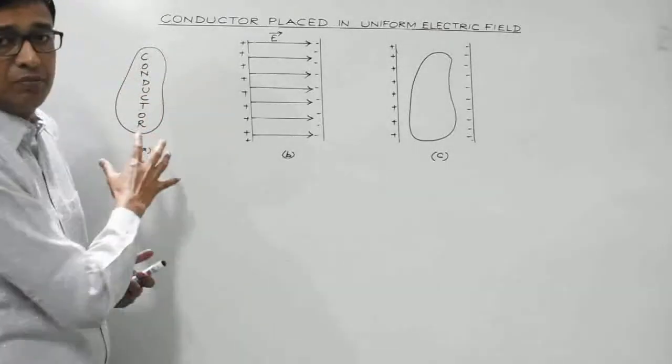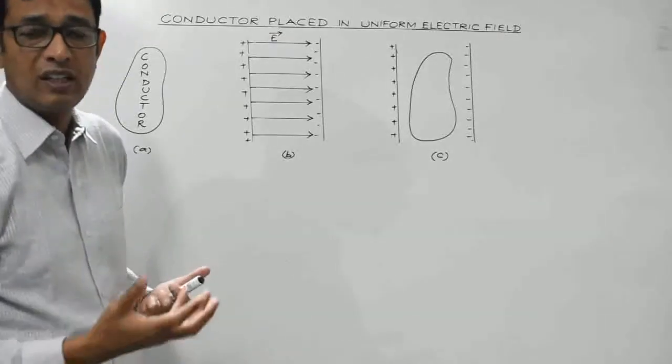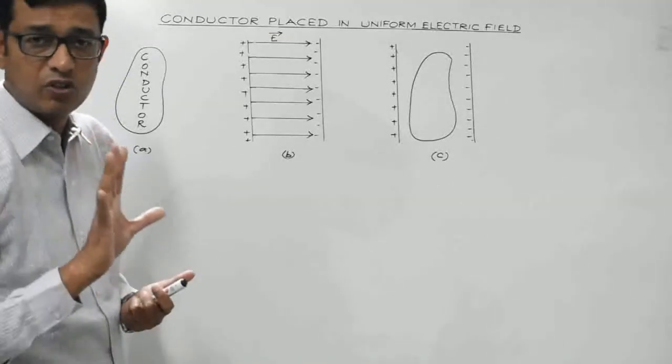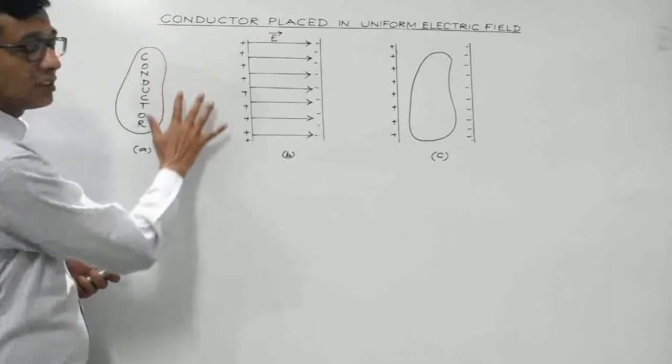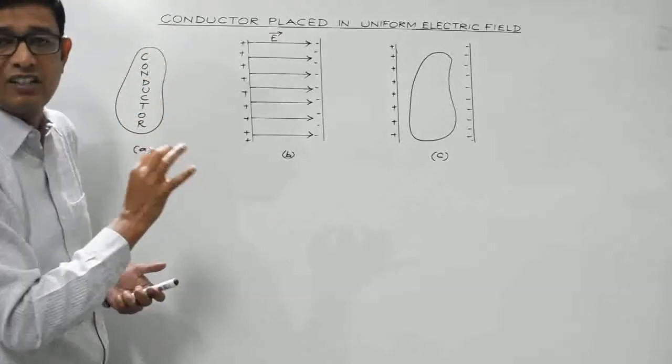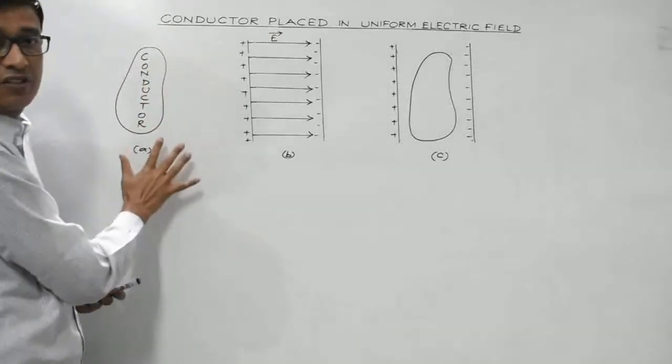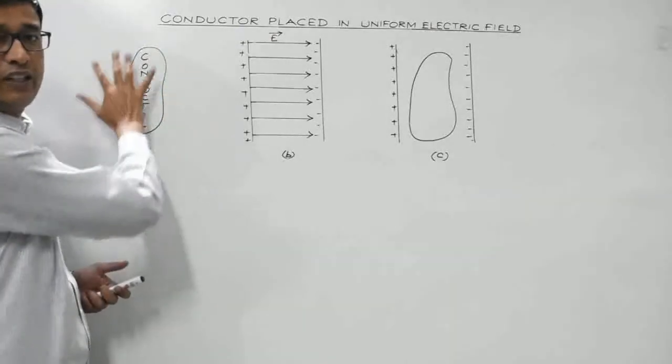It is obviously made up of atoms and molecules. All the atoms in the normal state are electrically neutral. So this conductor as a whole is also electrically neutral. There is no net charge, right? But there are a large number of free electrons inside it.